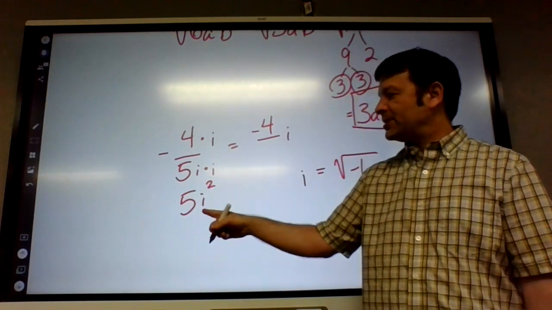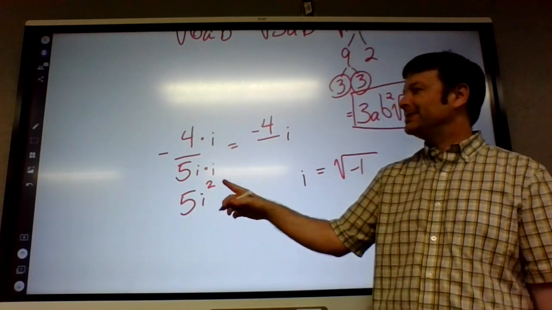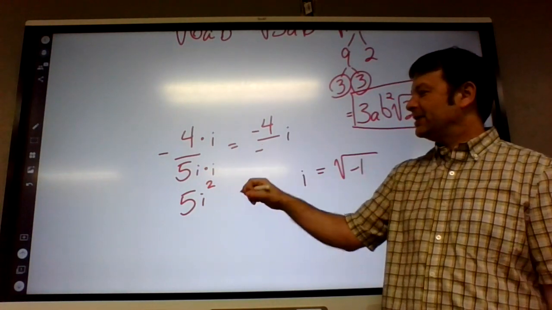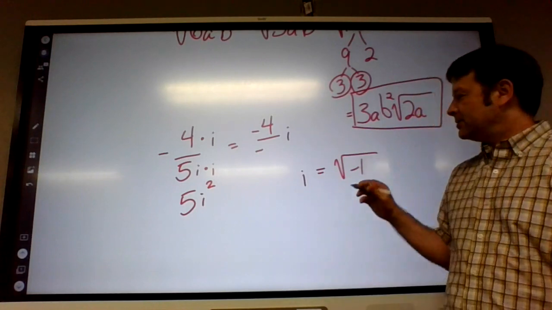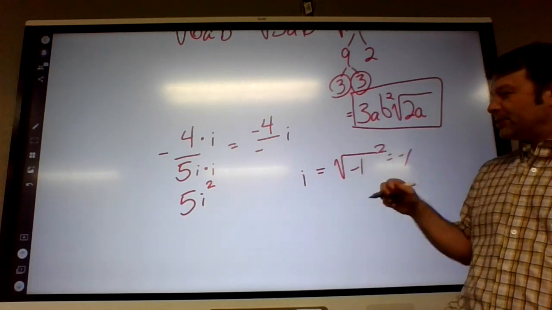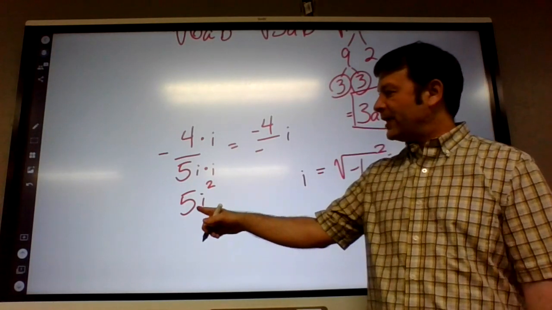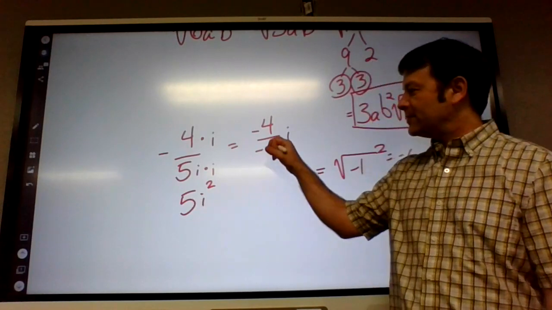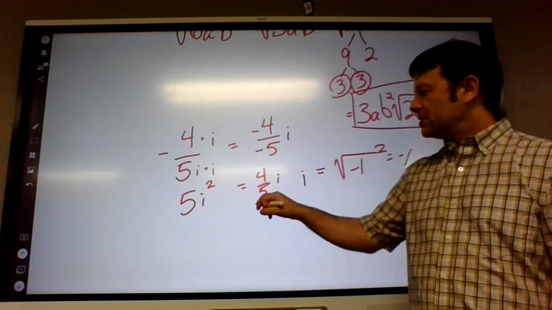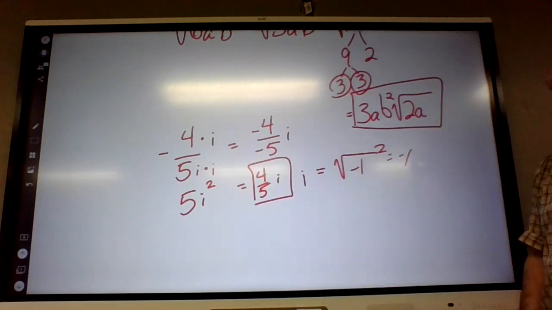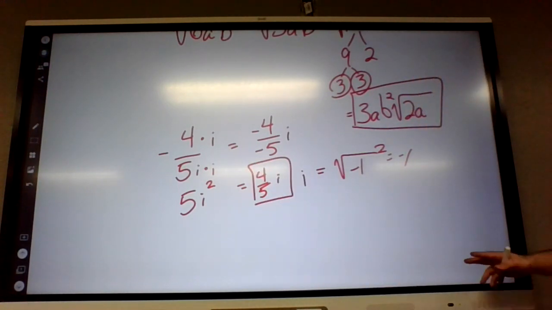5i squared. But what's i squared? Does anybody remember what i squared is? Negative one. Because when you square that, it becomes negative 1. So 5i squared is negative 1 times 5, which is negative 5. So anyway, 4/5 i.